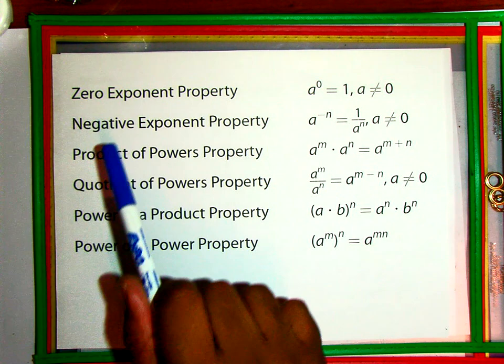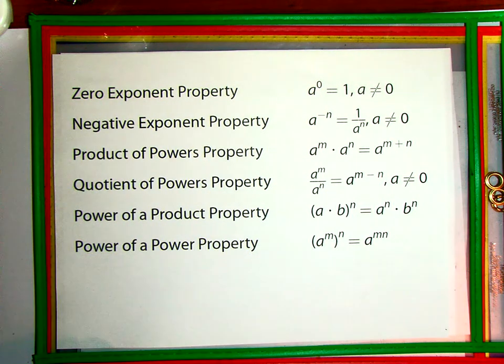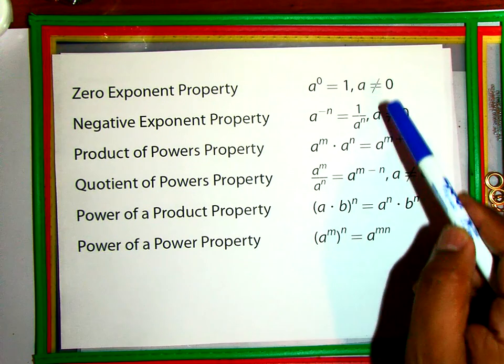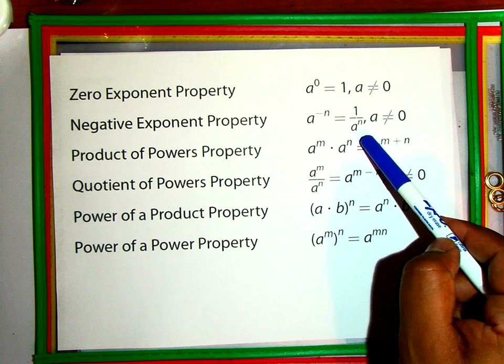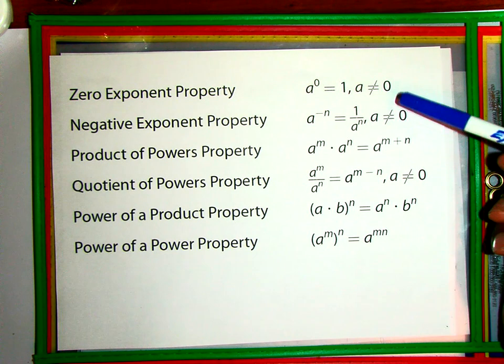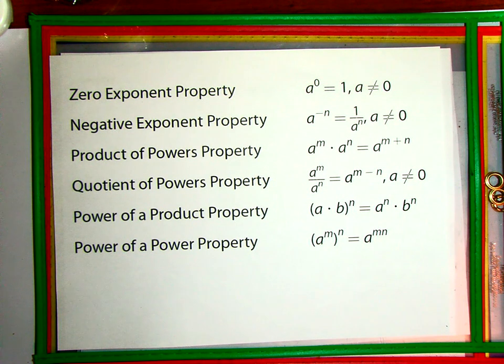Okay. Next, you have a negative exponent property. That means when you have a base raised to the negative n, you're going to drop it below 1, make it a fraction, and keep it positive. And here it just says this only works when the base a is not 0.